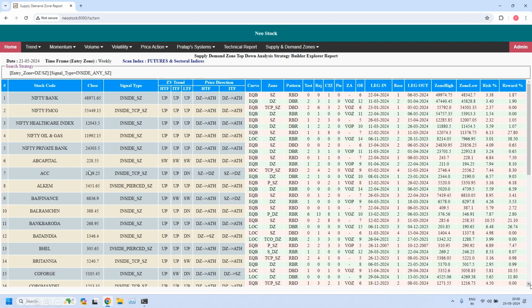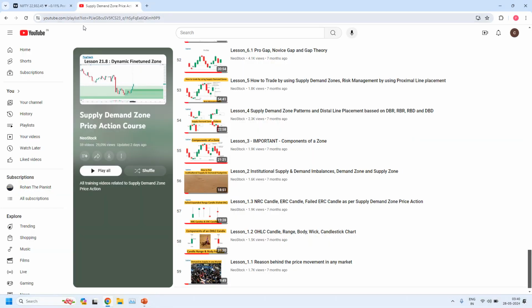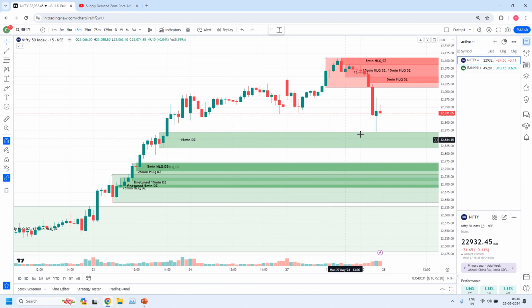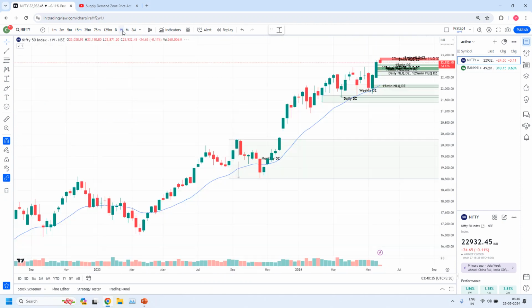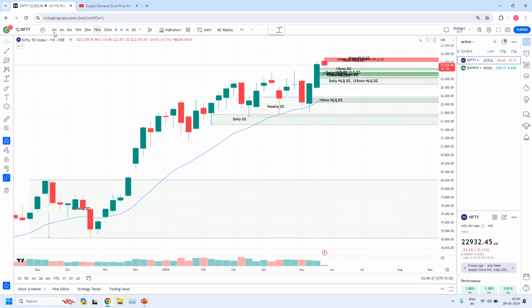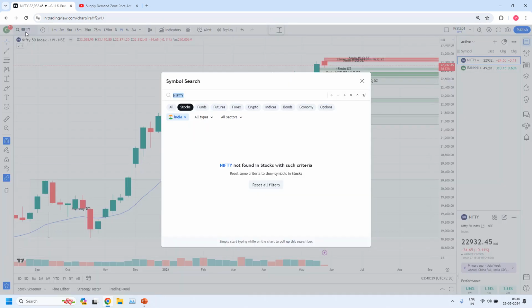So ABC Capital: the supply zone was created on 22nd March 2024, with one base candle and after that a leg-out candle. 22nd March 2024, remember the leg-in date. So here, let me move on to the weekly time frame. This is the Nifty stock. I am changing to ABC Capital.